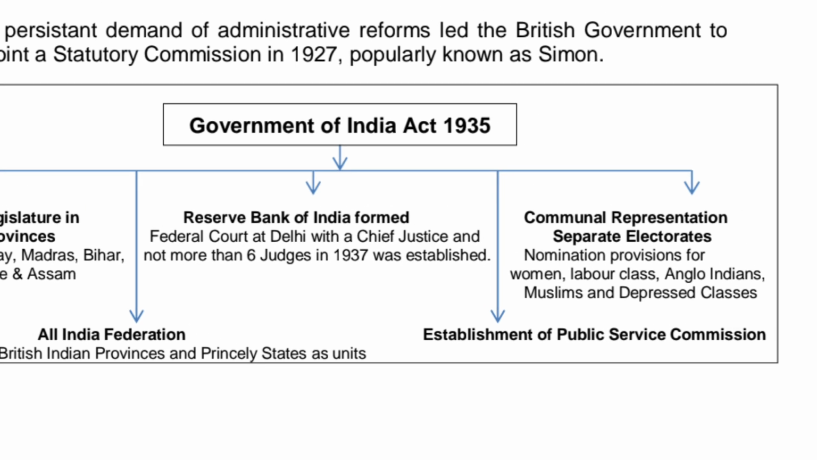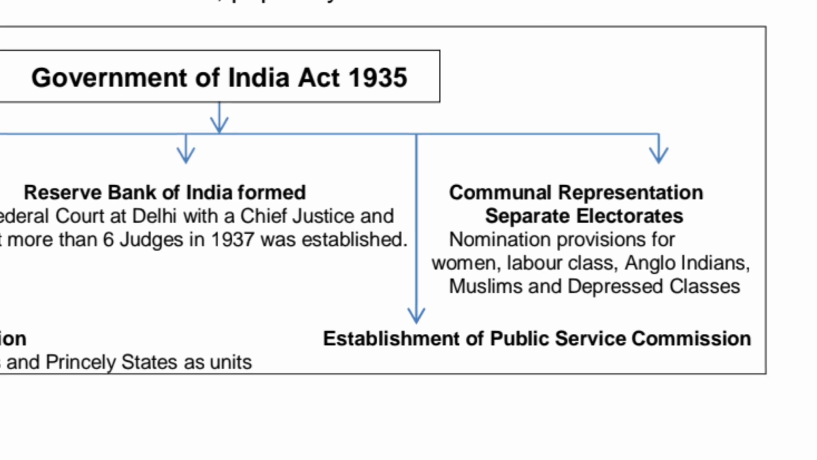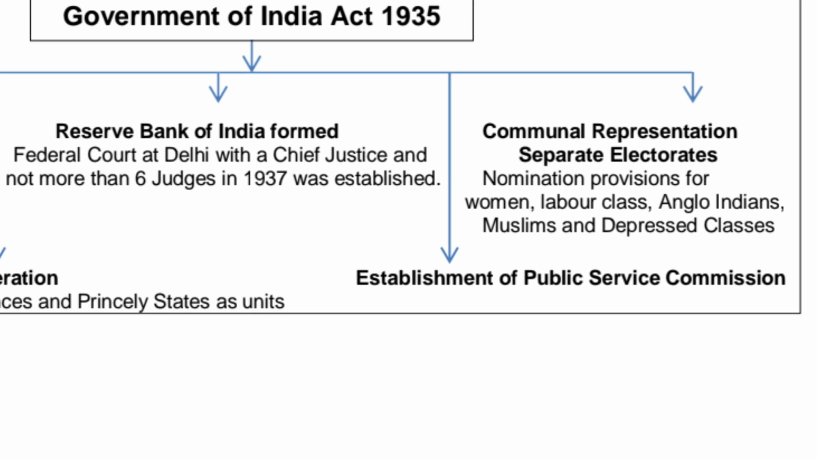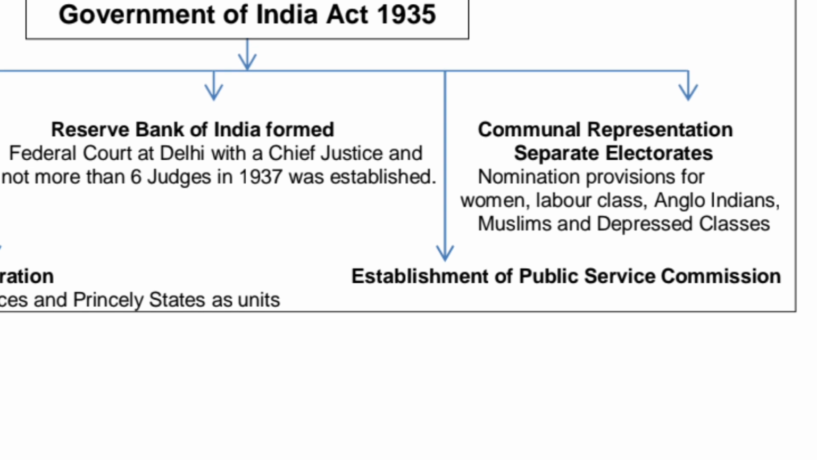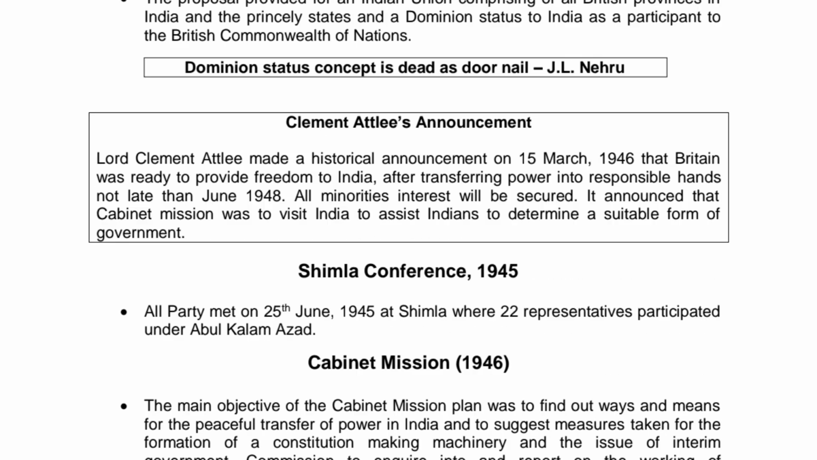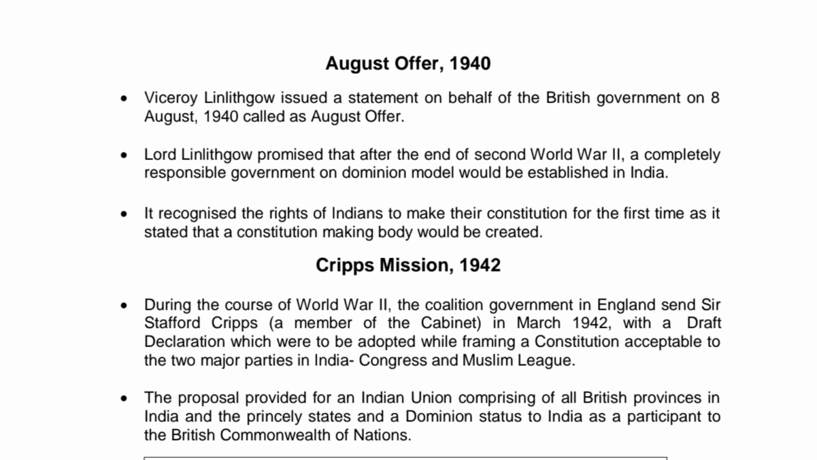was established in 1937. Next point is communal representation, separate electorates. Nomination provisions for women, labor class, Anglo-Indians, Muslims, and depressed classes. And establishment of the Public Service Commission.